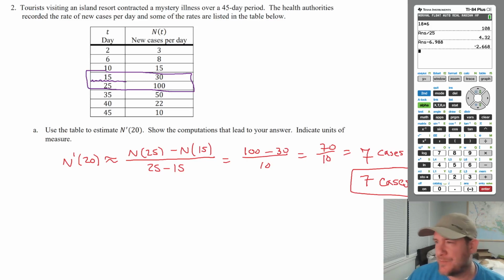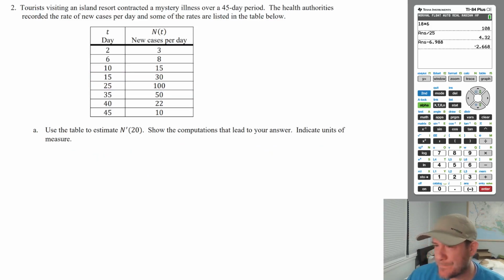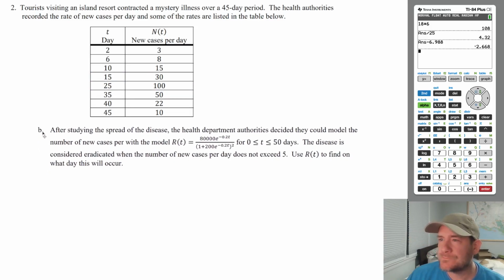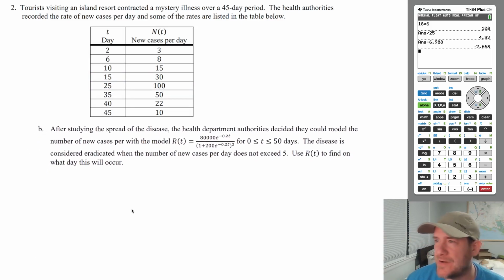Okay, so now we can do part B. We'll bring back part B, which says, after studying the spread of the disease, the health department authorities decided they could model the number of new cases with the model R of t equals all that stuff for 0 to 50 days. The disease is considered eradicated when the number of new cases per day does not exceed 5. Use R of t to find on what day this will occur.